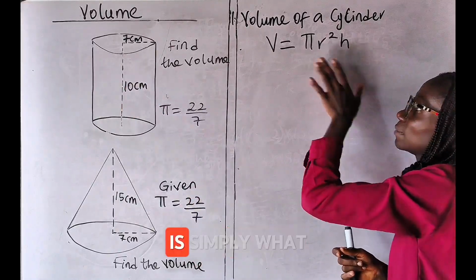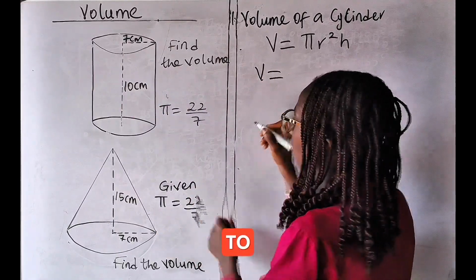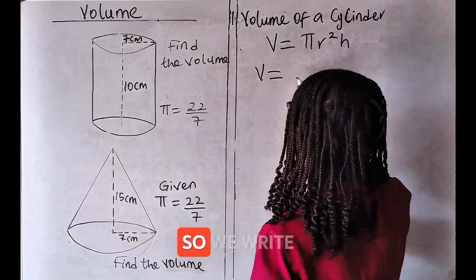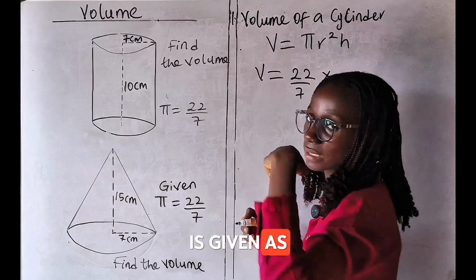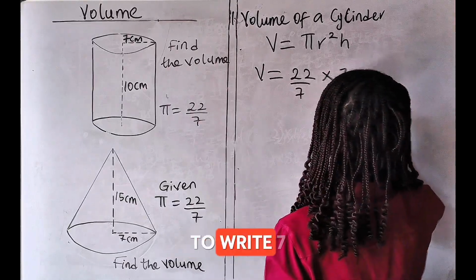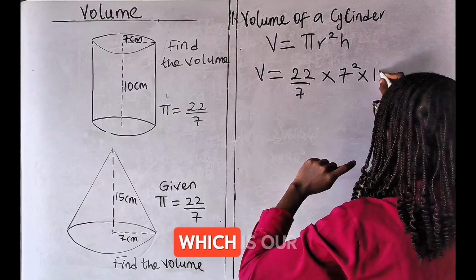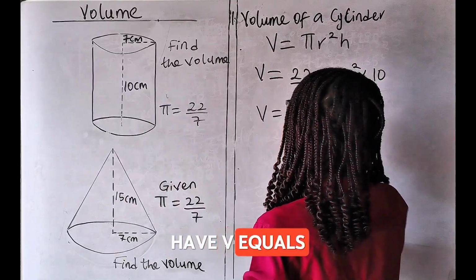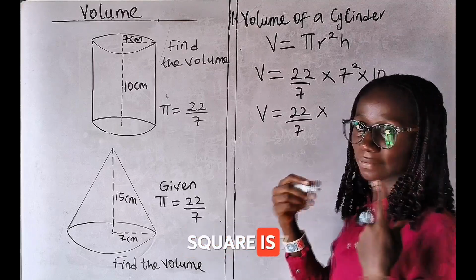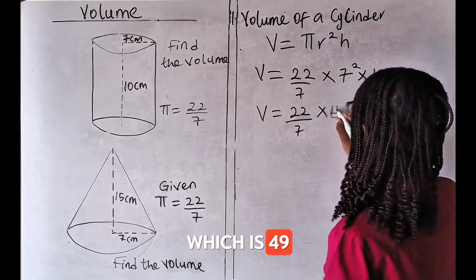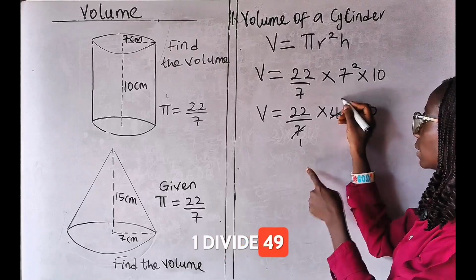So the volume of a cylinder is simply what? Pi radius square height. So I'm going to write V is equals to, they have given us pi as what? 22/7. So we write 22/7 multiplied by radius here, which is giving us 7 centimeter. So I'm going to write 7 square times 10, which is our height. We now have V is equals to 22 divided by 7 times 7 square, which is 7 times 7, which is 49. So write 49 times 10. 7 divided by 1, divide 49 by 7 times.